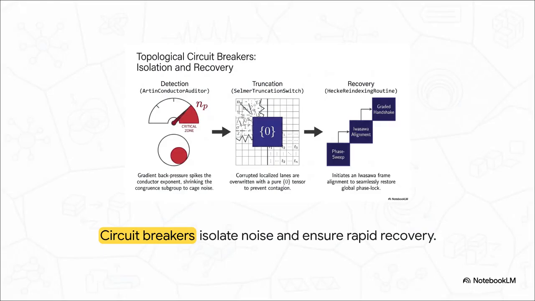So how does a system this vast and complex protect itself from total chaos or corruption during live processing? Well, when gradient backpressure spikes, pushing the conductor exponent into a critical danger zone, topological circuit breakers kick in. They ruthlessly overwrite the corrupted, localized lanes with pure zero tensors. This instantly isolates the noise before initiating a graded, seamless phase sweep recovery to restore global stability.